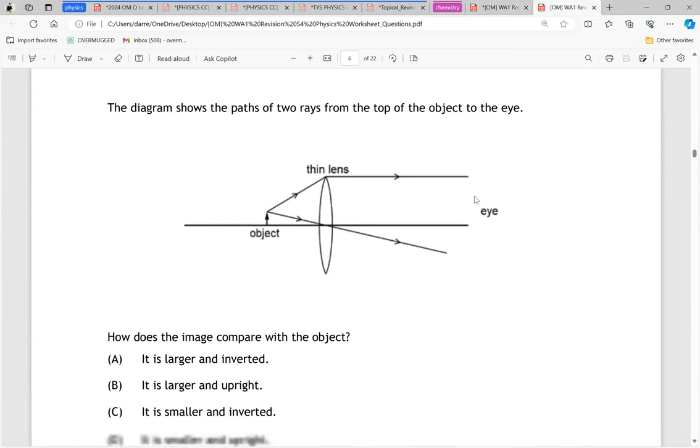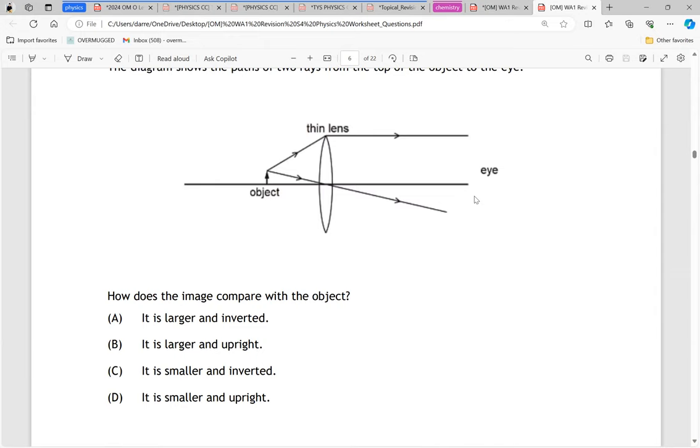So the first thing I want you all to do is to go ahead and try question one. If you know, you know. If you don't know, you're screwed. So let's see how you guys do this.